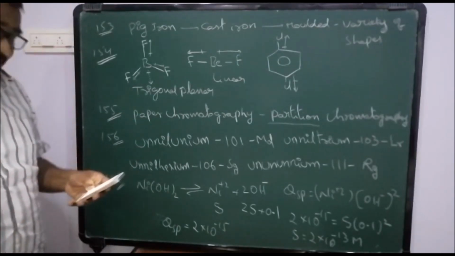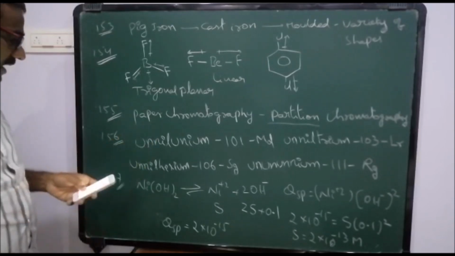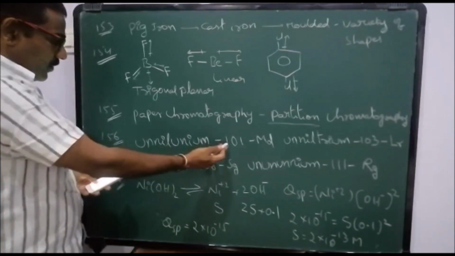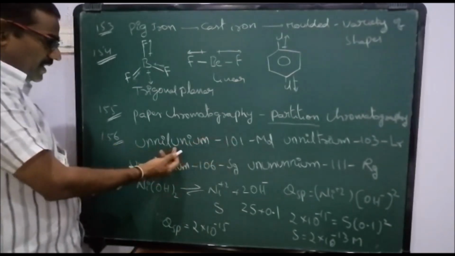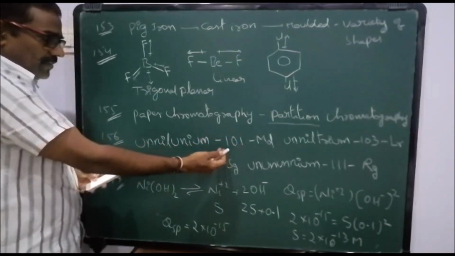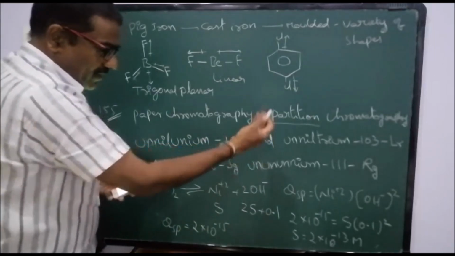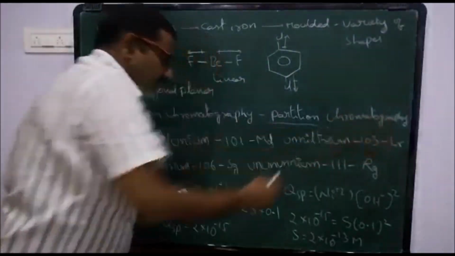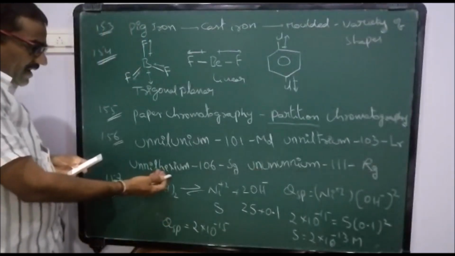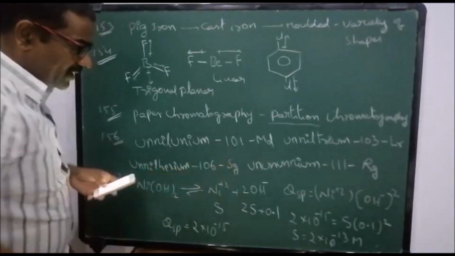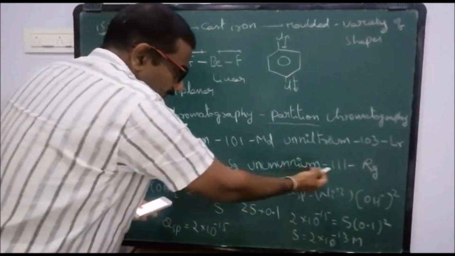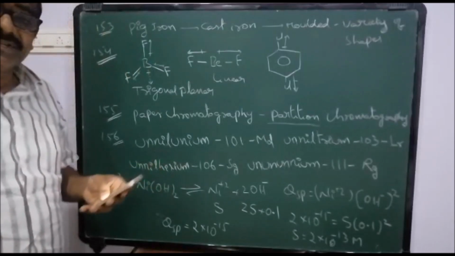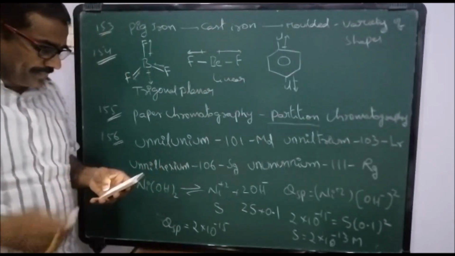Question number 156. Identify the incorrect match. Anilunium, that is, Un stands for 1, Nil stands for 0, and Un stands for 1: 101. The element with atomic number 101 is Mendelevium, that is the correct matching. Unniltrium, that is 103, Lawrencium, that is also the correct matching. Unnilhexium, 106, that is Seaborgium, the correct matching. Unununium, that is 111, that is originally Roentgenium, but in the given option it is Darmstadtium, that is the wrong option.